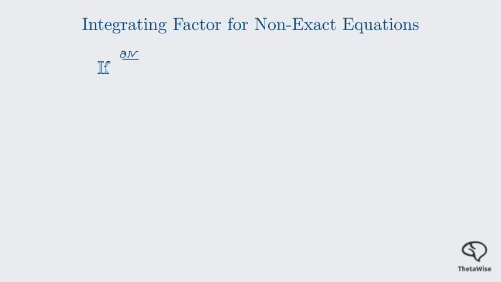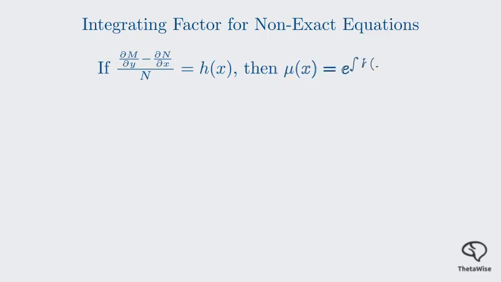What if the equation is not exact? Sometimes we can make it exact by multiplying by an integrating factor. This is a more advanced topic, but the idea is to find a function mu of x or mu of y that makes the new equation exact. For example, if the expression (partial M/partial y minus partial N/partial x) divided by N is a function of x only, say h of x, then the integrating factor is e to the integral of h of x dx.